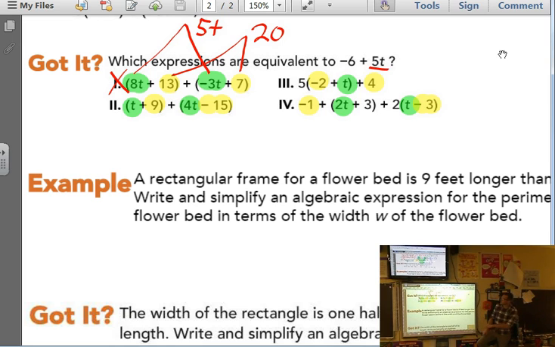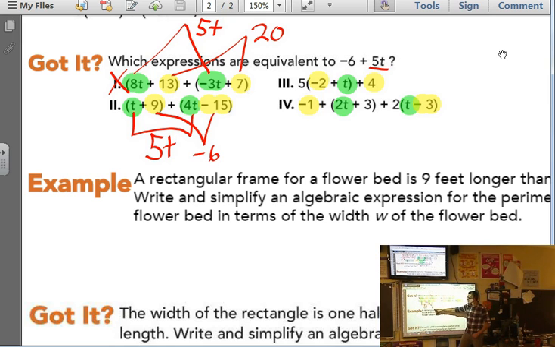Noah, what about number 2? Do your T's first. T and 4t, what'd you get? Would that be 5t? Yeah, because this is really 1t plus 4t gives me 5t. Then I have 9 and negative 15. Oh, that works. What do you get from that? Negative 6. Yeah, negative 6. We get a negative 6, a positive 5t. That's what we wanted. Number 2 works. Now number 3, Elena. What about number 3?